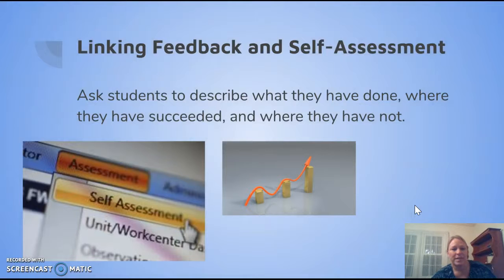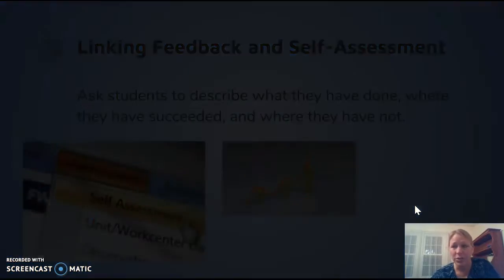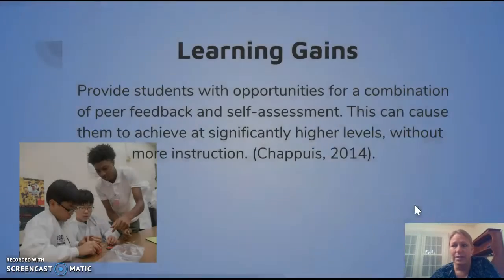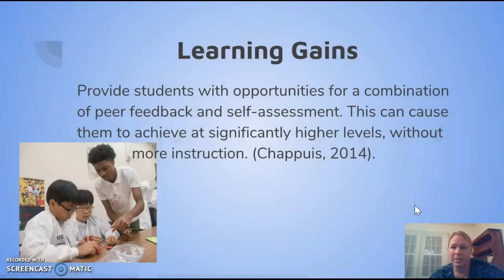Linking feedback and self-assessment: ask students to describe what they have done, where they have exceeded, and where they have not. Let them learn to talk about it rather than waiting on you. You'll only be with them 9 to 10 months, and then from there, they'll need to move on. Teachers can do less, but do it more effectively. They need to be able to teach students to self-assess.